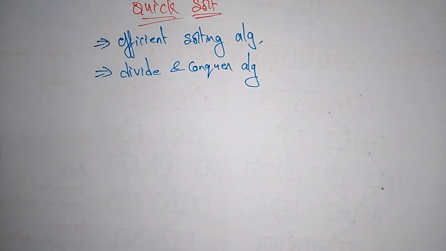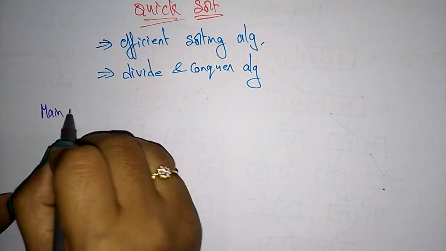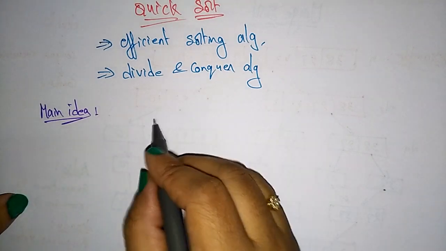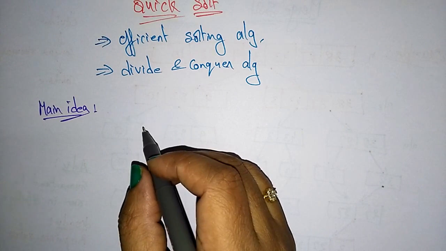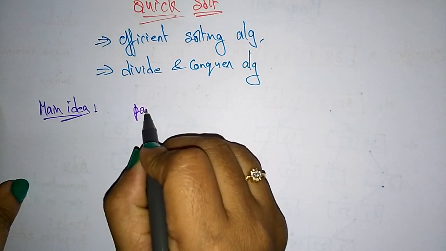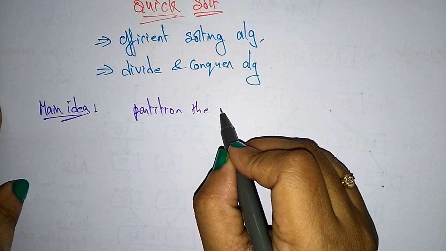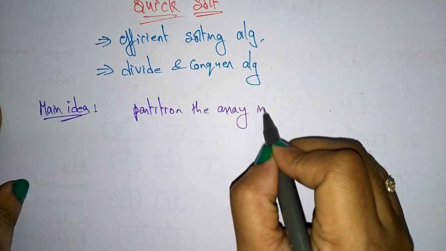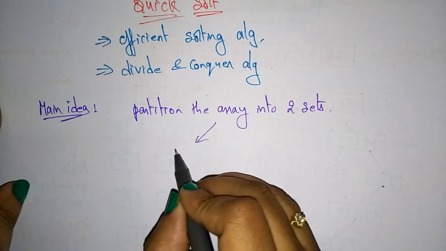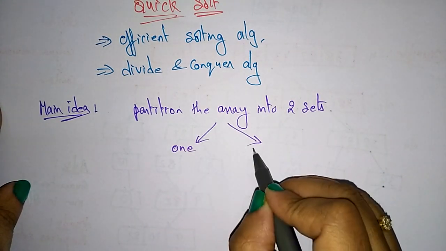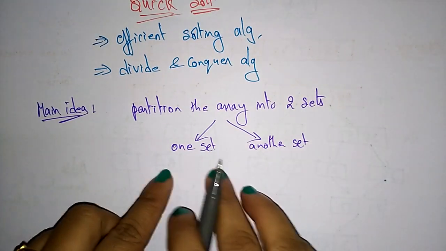Okay, so what is the main idea of using quick sort? Why are we using quick sort? The main idea behind quick sort is that the algorithm partitions the given elements into two sets. So first you have to partition the array into two sets, one set and another.